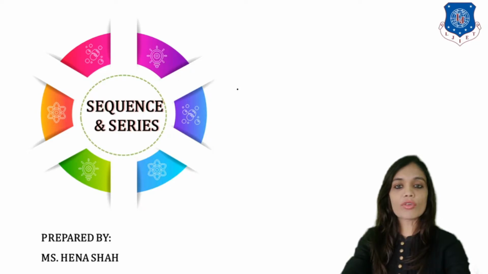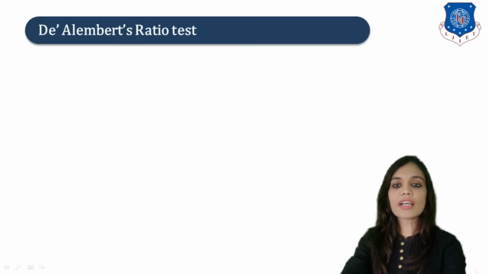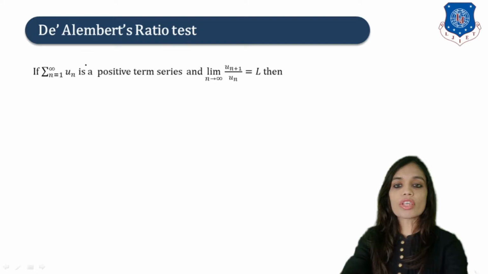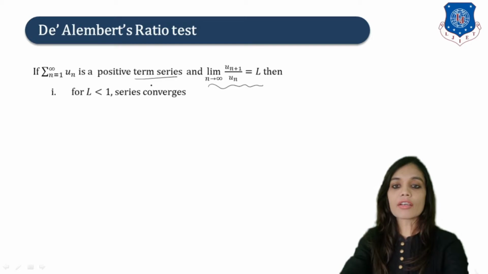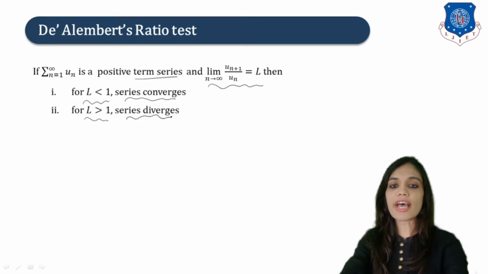Today we are going to discuss a few more topics of sequence and series. Let us begin with the first topic, D'Alembert's ratio test. If un is a positive term series and limit n tends to infinity un plus 1 upon un is equal to L, then for L less than 1 the series converges. For L greater than 1 the series diverges. And for L equal to 1 the test fails. That is, we have to apply some other test.